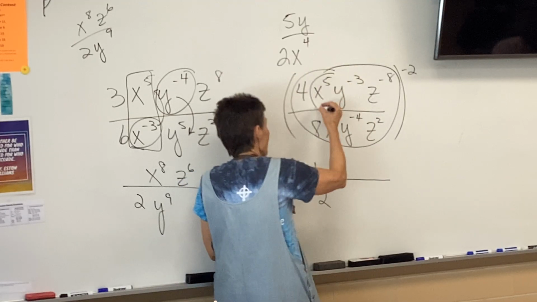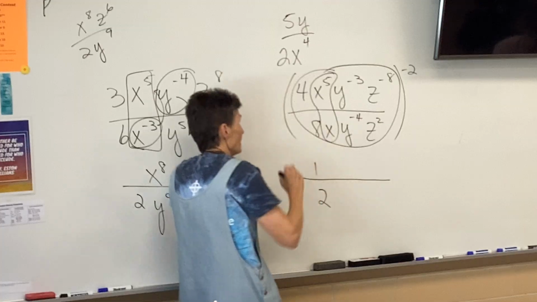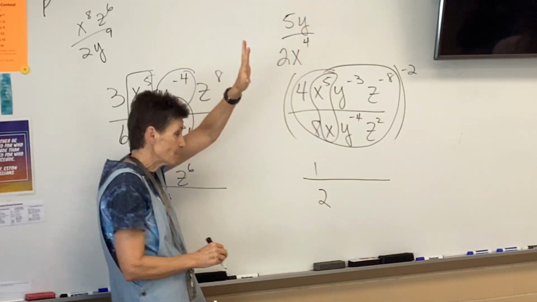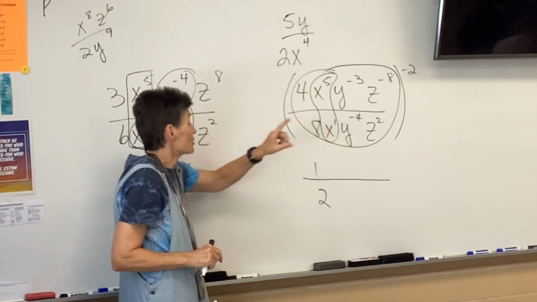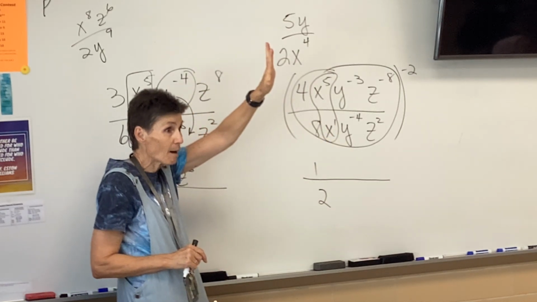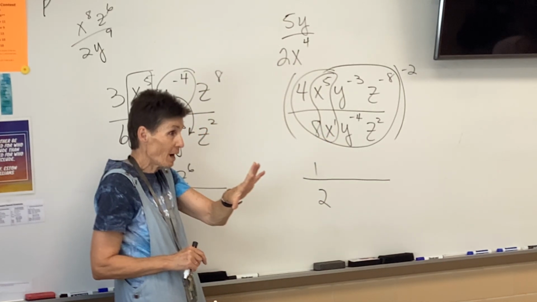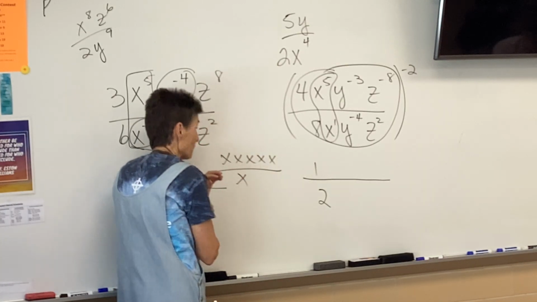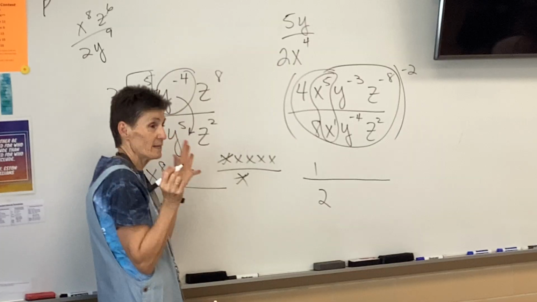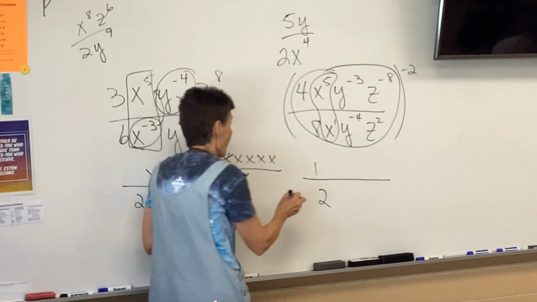Now, what's gonna happen with my x's? I have 5 of them over, oh, careful, it's a positive 1 down here. So I have 5 of them on the top and 1 of them on the bottom. So think that looks like this, guys. What happens? Don't those cancel? So what are you left with? 4 on the top.